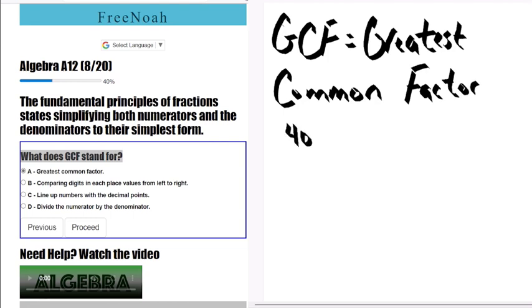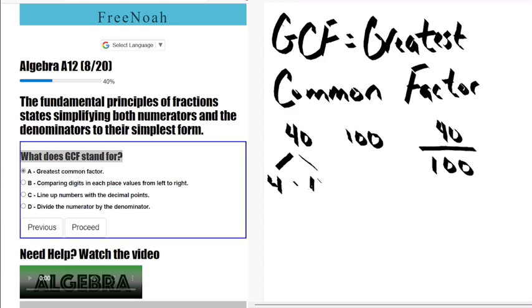Here we go. We're going to use a similar example from our previous video, 40 and 100, and for our third value here we're going to put 40 over 100, and we're going to find the GCF of 40 and 100. For 40, we can break it down into 4 times 10. Then we can break down this 4 into 2 times 2. Now let's break down this 10. We have 2 times 5.